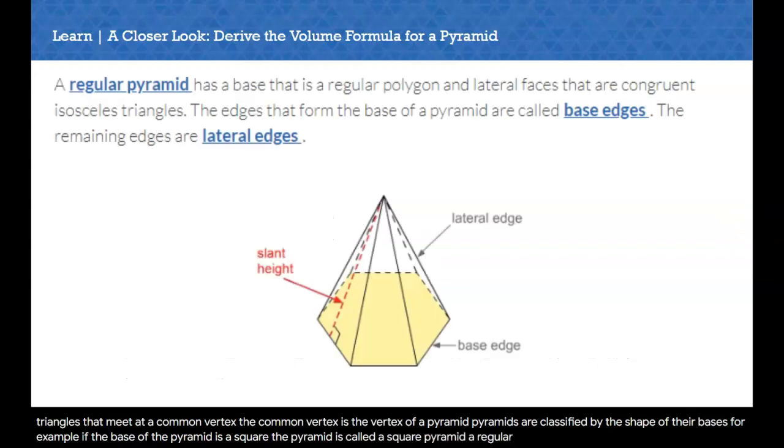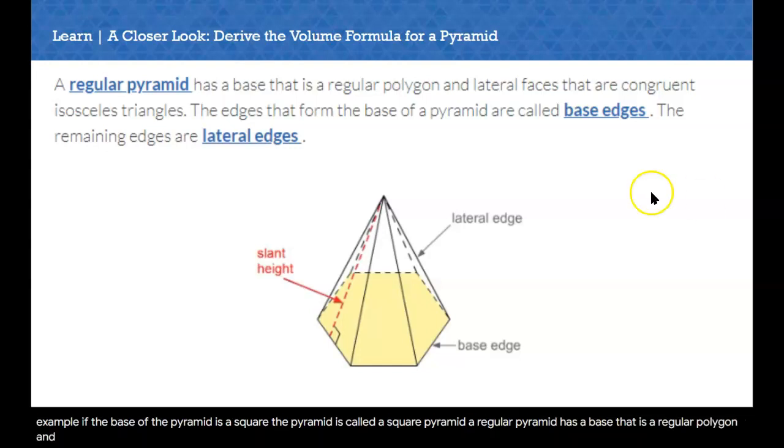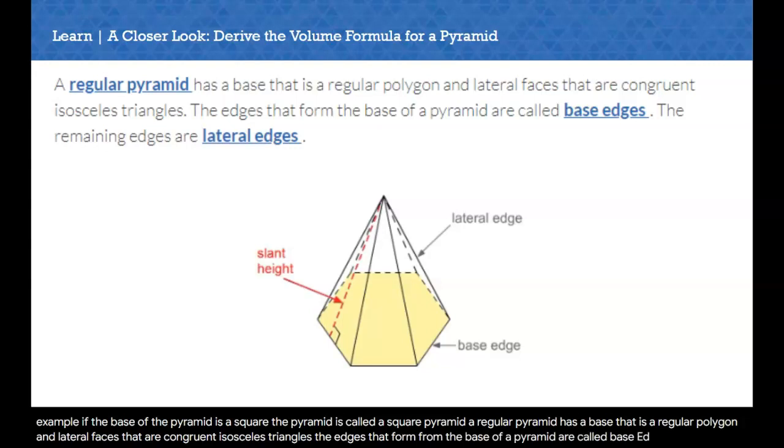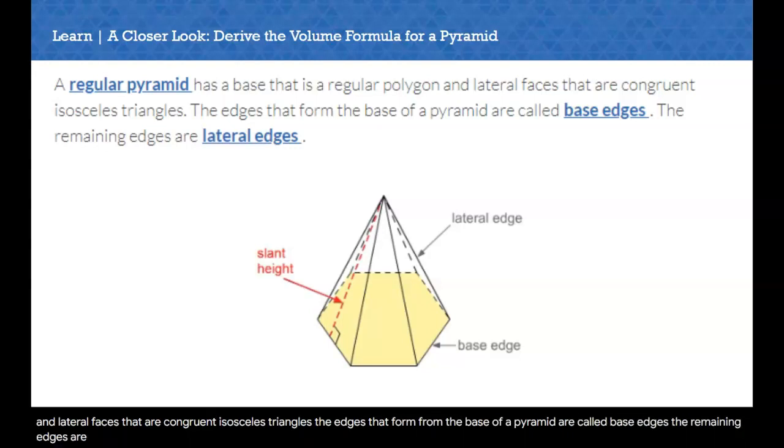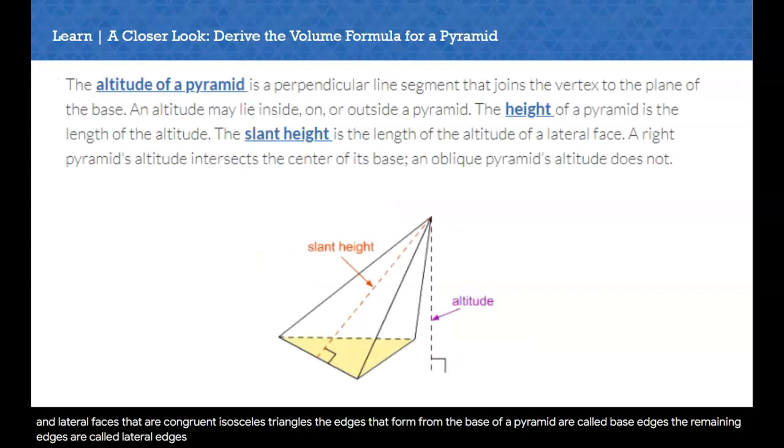A regular pyramid has a base that is a regular polygon and lateral faces that are congruent isosceles triangles. The edges that form the base of a pyramid are called base edges. The remaining edges are called lateral edges.